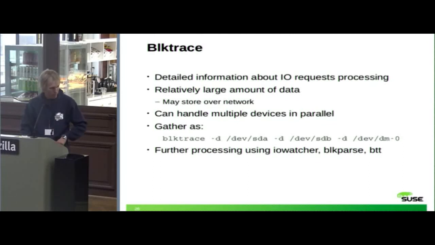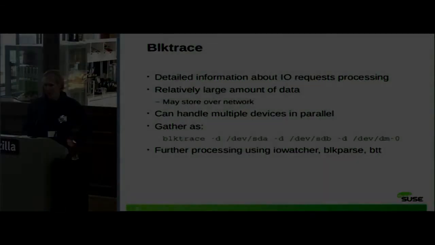Now blktrace. Blktrace can show very detailed information about I/O requests. The good news is that it shows really all the details. The bad news is that it's so much data that unless you know what you are looking for, it's hard to find.